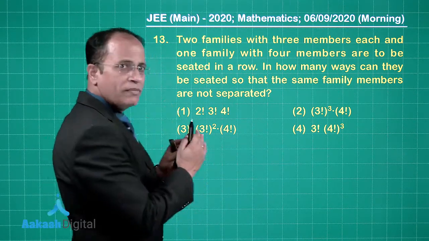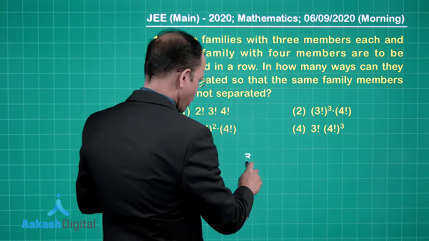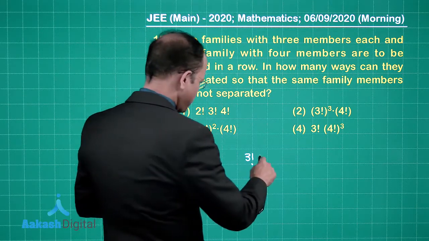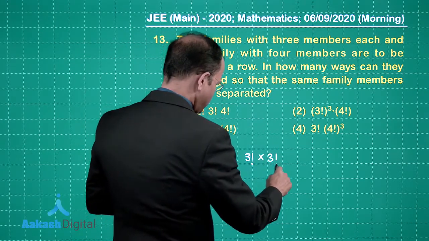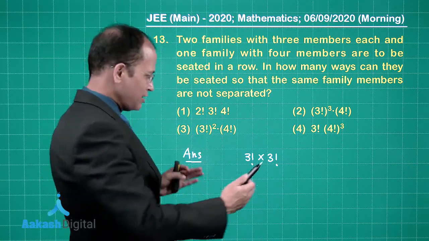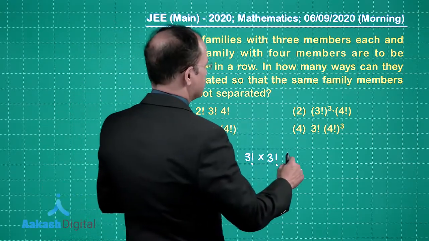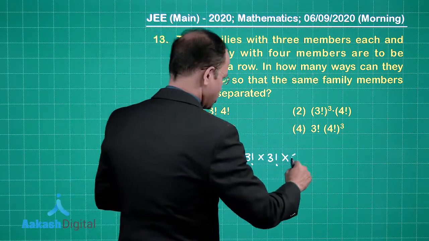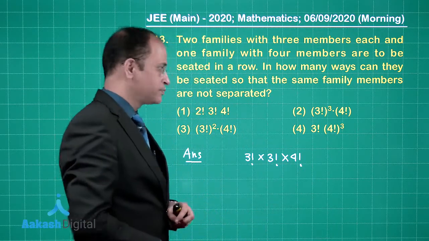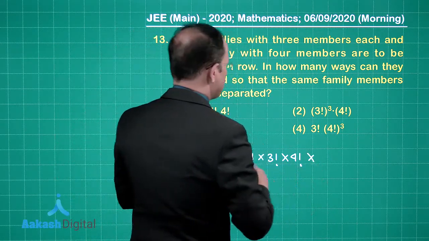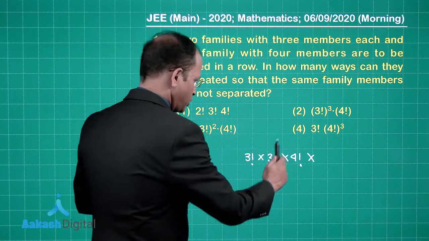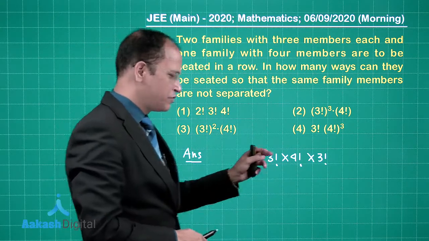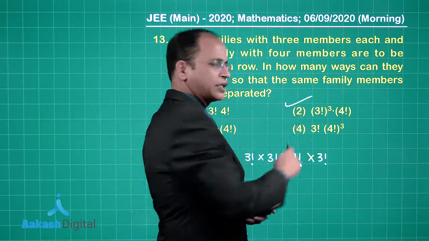So we have 2 families with 3 members. That means one family, 3 members, they can arrange themselves in 3 factorial ways. Again, we can have another family with 3 members. They can arrange themselves within 3 factorial ways. Then we have 4 members in one family. They can arrange among themselves in 4 factorial ways. And also the position, if we are talking about 1, 2, 3, the groups can arrange themselves in 3 factorial ways. So you can see here the second option is the correct one.